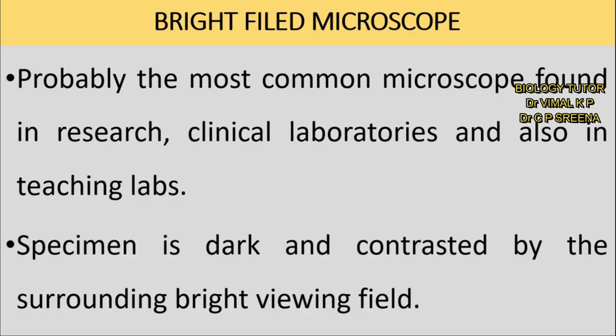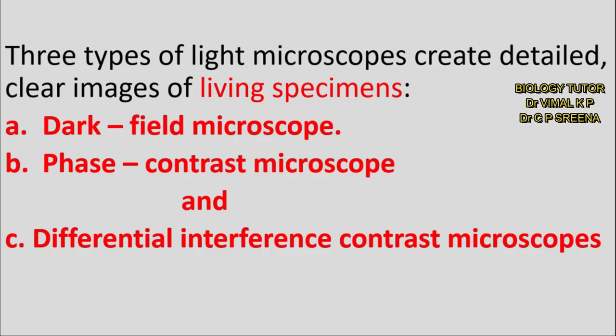Three types of light microscopes create detailed clear images of living specimens. You should remember this particular point. Living specimens. A, dark field microscope. The second one, B, phase contrast microscope. Third one, differential interference contrast microscope. These three microscopes give clear images of living specimens.